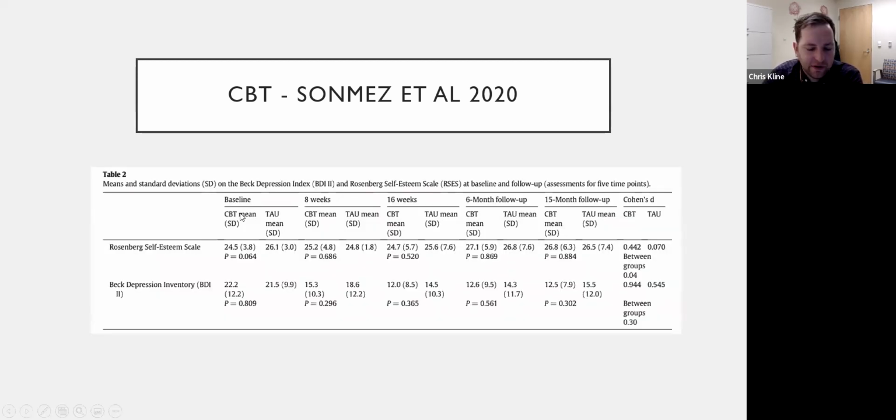So for the primary outcomes of self-esteem per the Rosenberg scale and depression per the BDI, there were no significant differences between CBT and treatment as usual across their different time points. Both groups had improved over the course of the treatment with sustained improvements at the 15-month follow-up period.